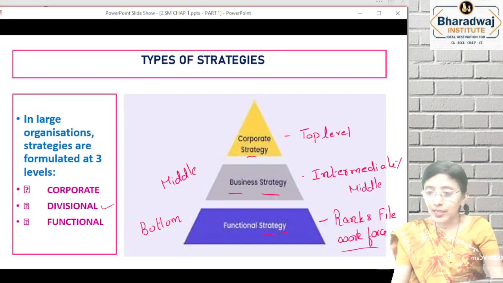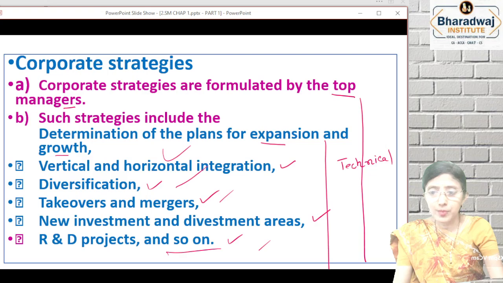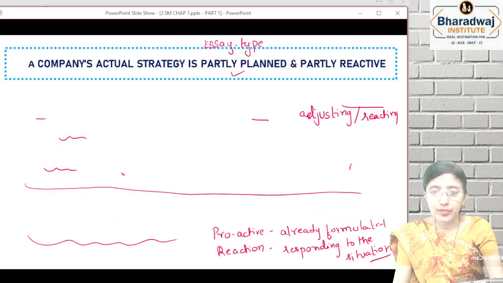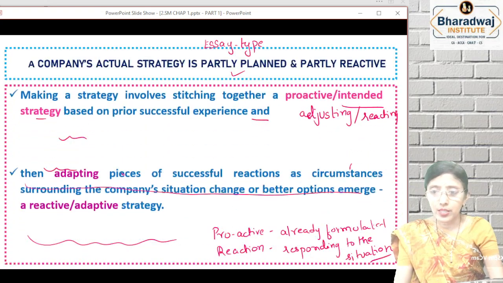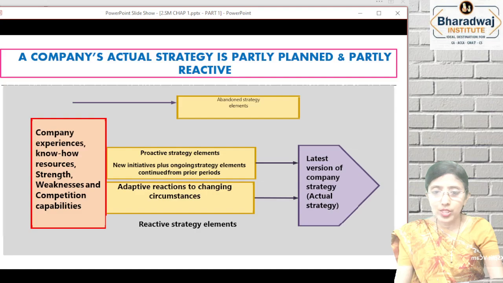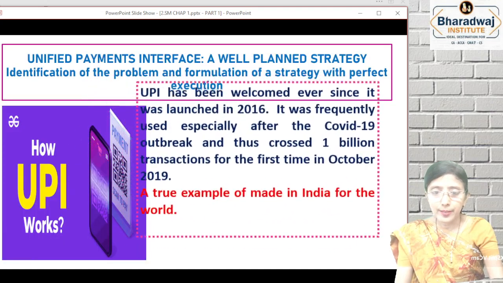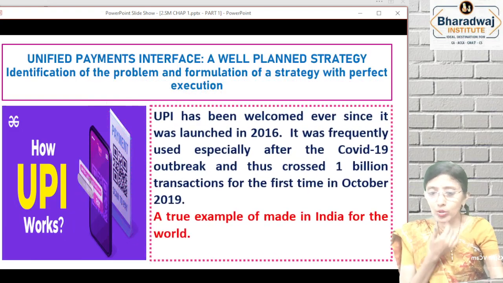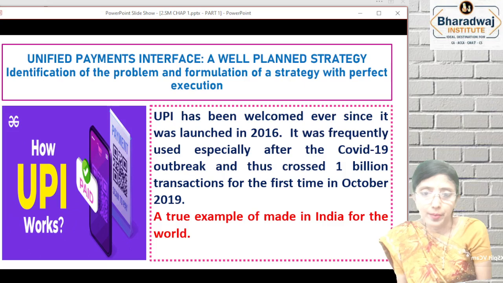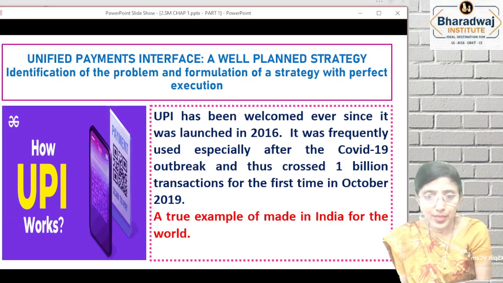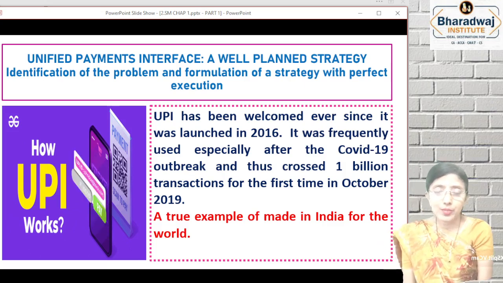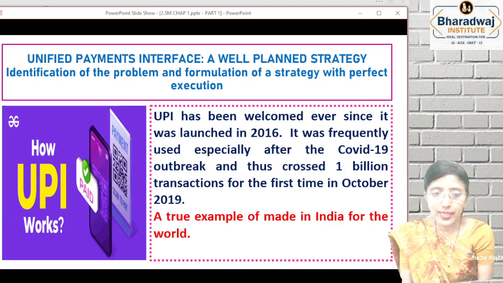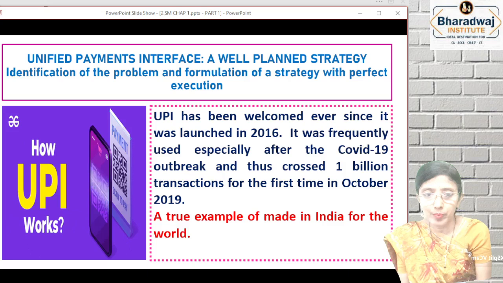Are you clear? Types of strategies, the three important types. Okay, what's the top? Divisional and structural. And this is what we saw. The diagram: strategy is partly proactive, partly reactive, isn't it? You can also give this example, the UPI example. Unified Payments Interface. What is this, my dear students? What is the example about? Can you understand the example?